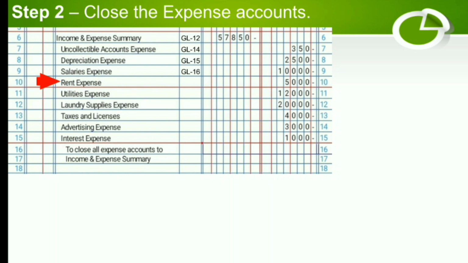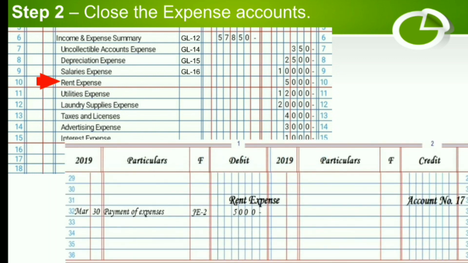This will be posted in the credit side of the rent expense account. So we have here the date, March 31. This is all about the closing entry. And in the folio, it's JE3 and then the amount is 5,000 pesos. At this point, the rent expense is a closed account because the difference between the debit and credit is now 0. So we just double rule the amounts. And then in the general journal, under the folio column, we will write JL17.